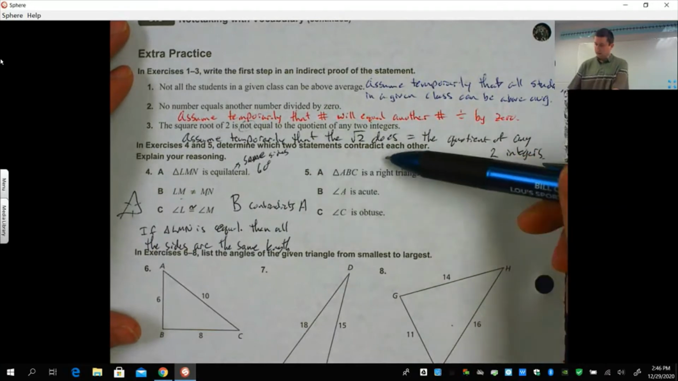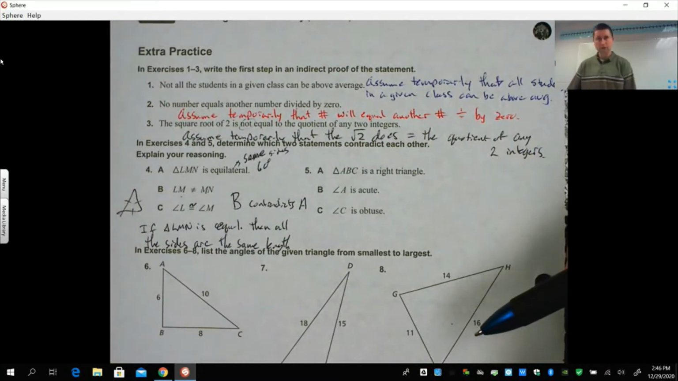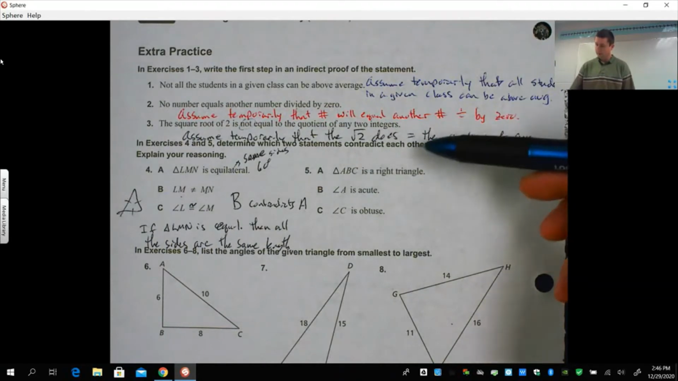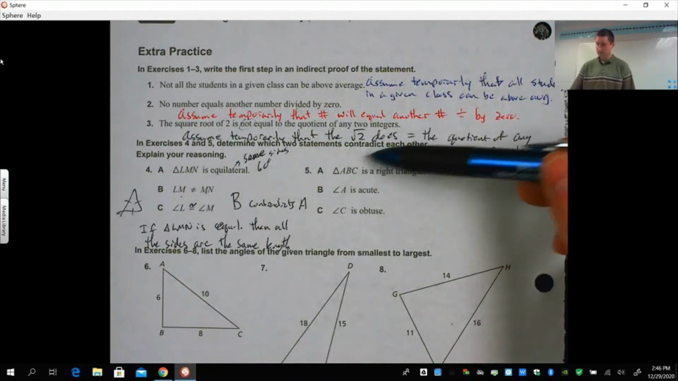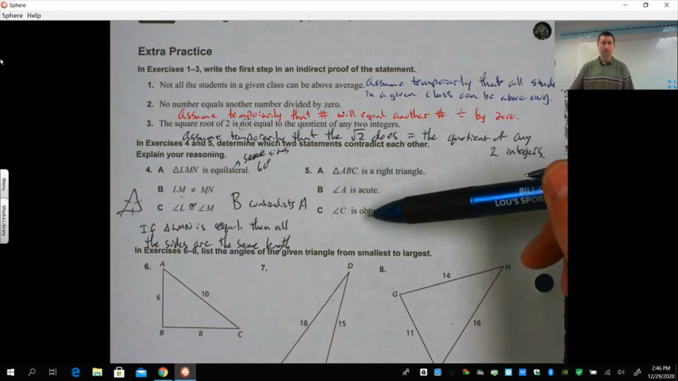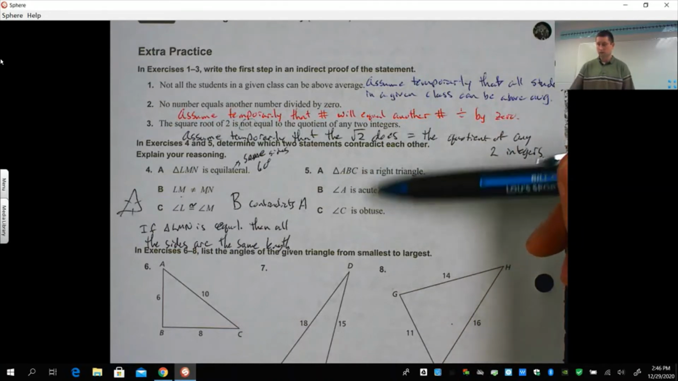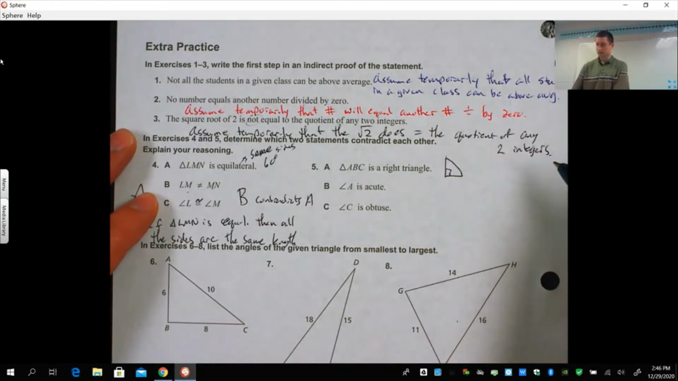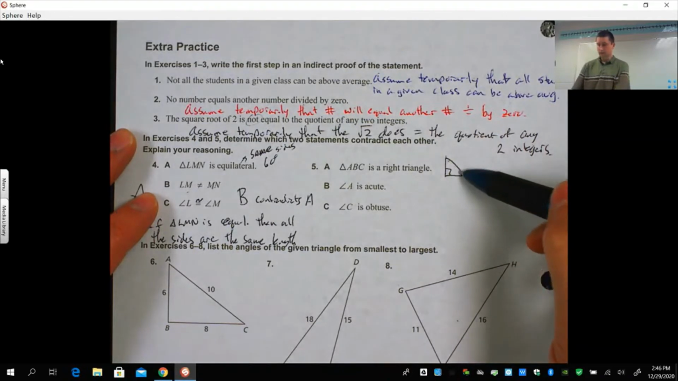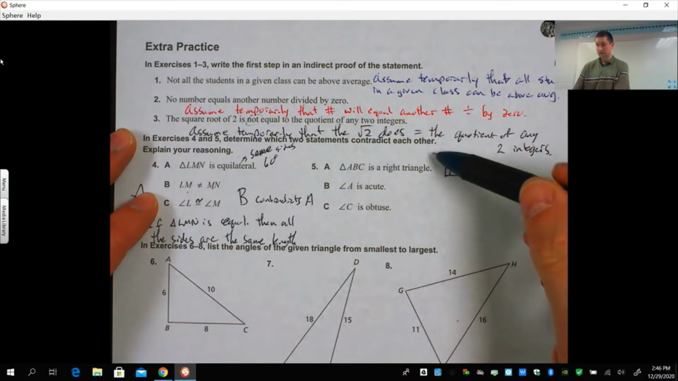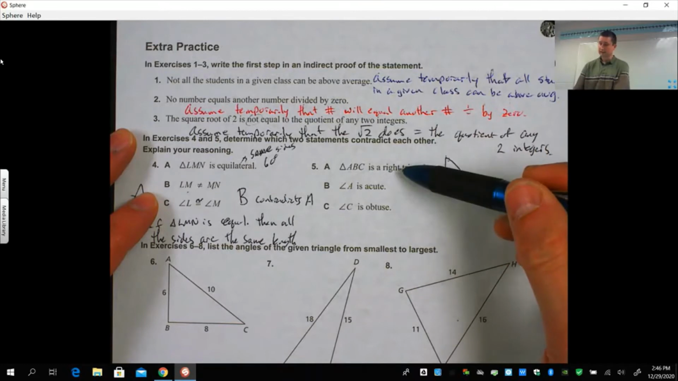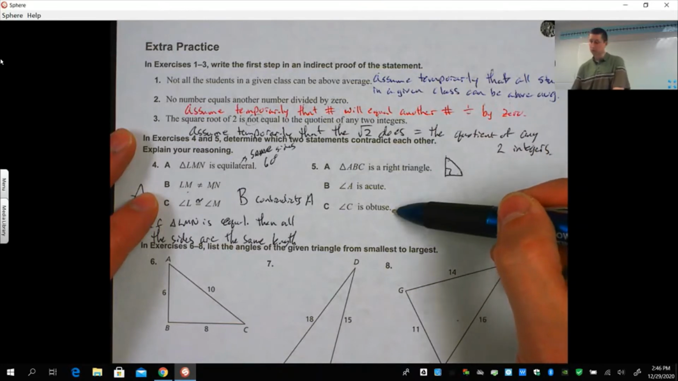Okay, question 5. Look through there, see if you can figure out which two would contradict each other. We have a right triangle. And it says angle A is acute, then it says angle C is obtuse. Okay, so if you have a right triangle, we know that one angle has to be 90. Remember, the two other angles have to be complementary. They have to add up to 90. So you cannot have another obtuse angle, because if you have a right triangle and an obtuse angle, that's 90 plus something greater than 90, that'd be more than 180.